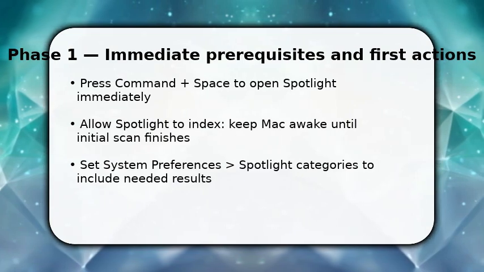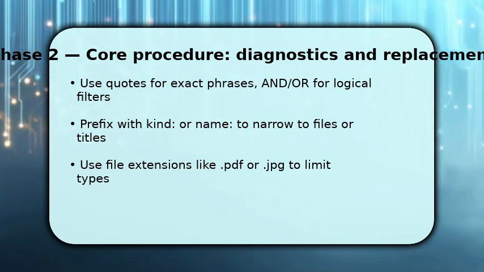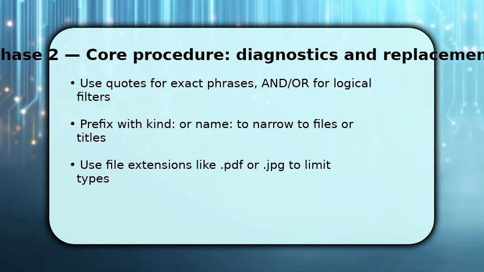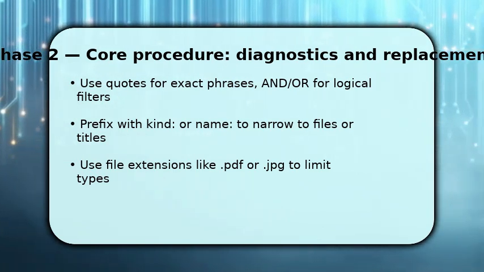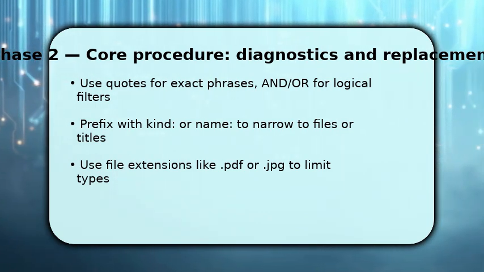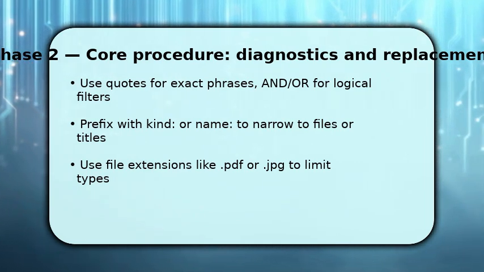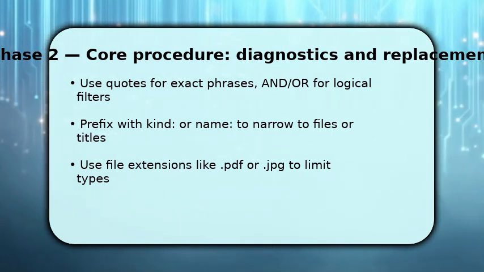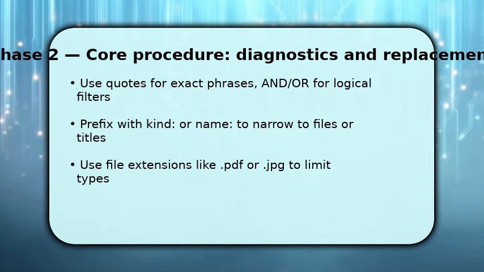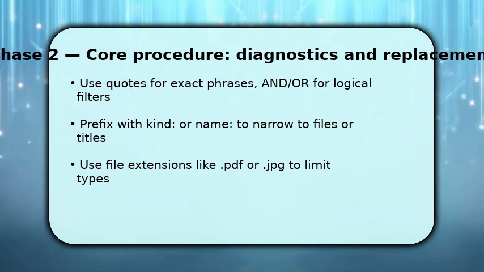Once you have basic indexing, refine your queries to find targets faster. You can type name, report or kind, PDF to narrow results to specific file names or file types, and use quotes for exact phrases. Combine terms with and or to include multiple criteria. For example, invoices and 2024 finds both words. Spotlight also supports math and unit conversions inline, so use it for quick calculations. These techniques reduce clutter and get you the precise result you want without opening.